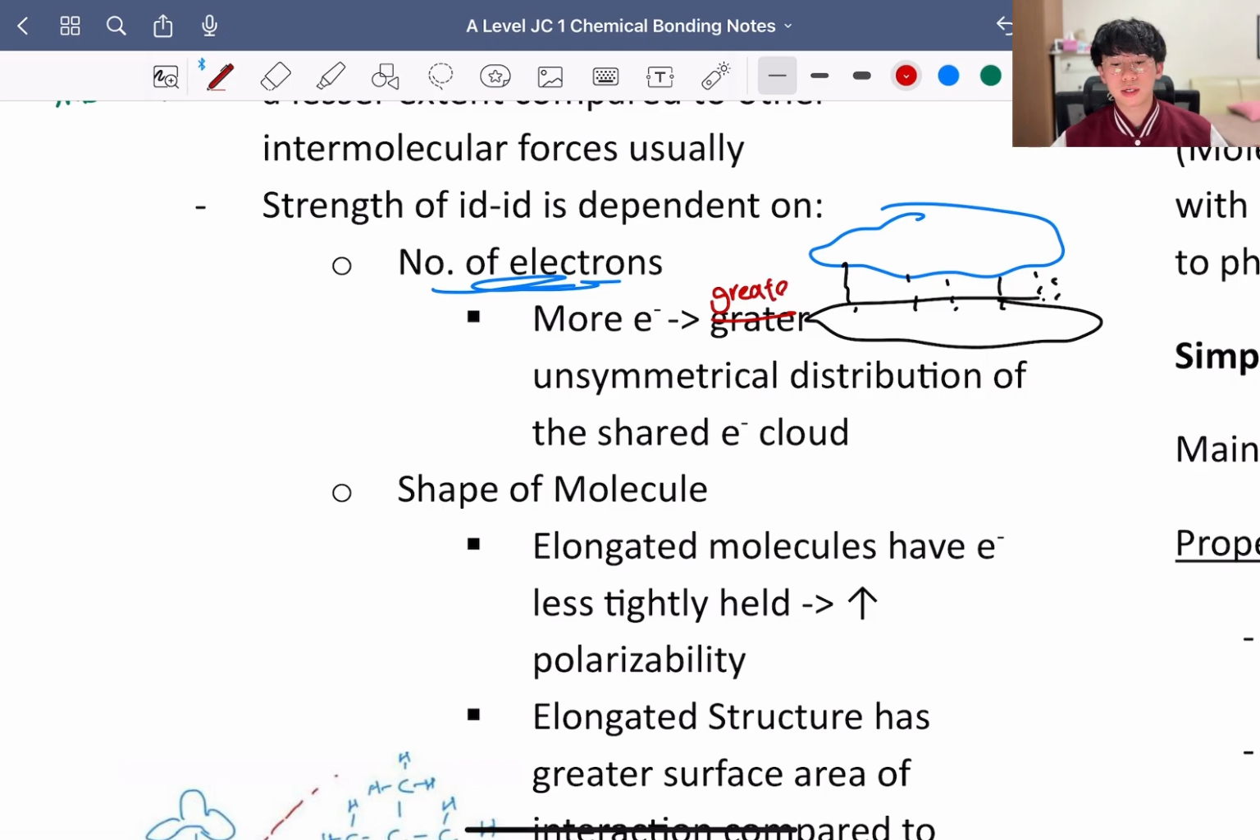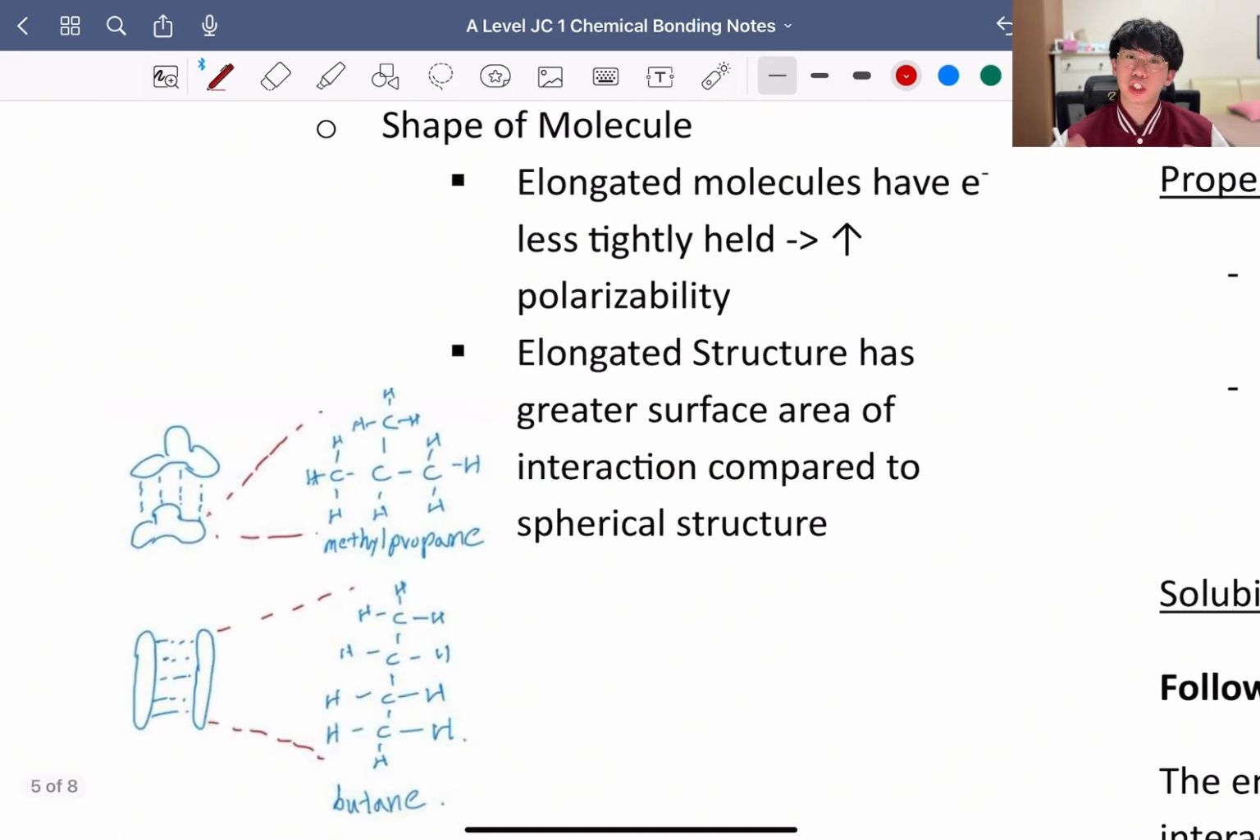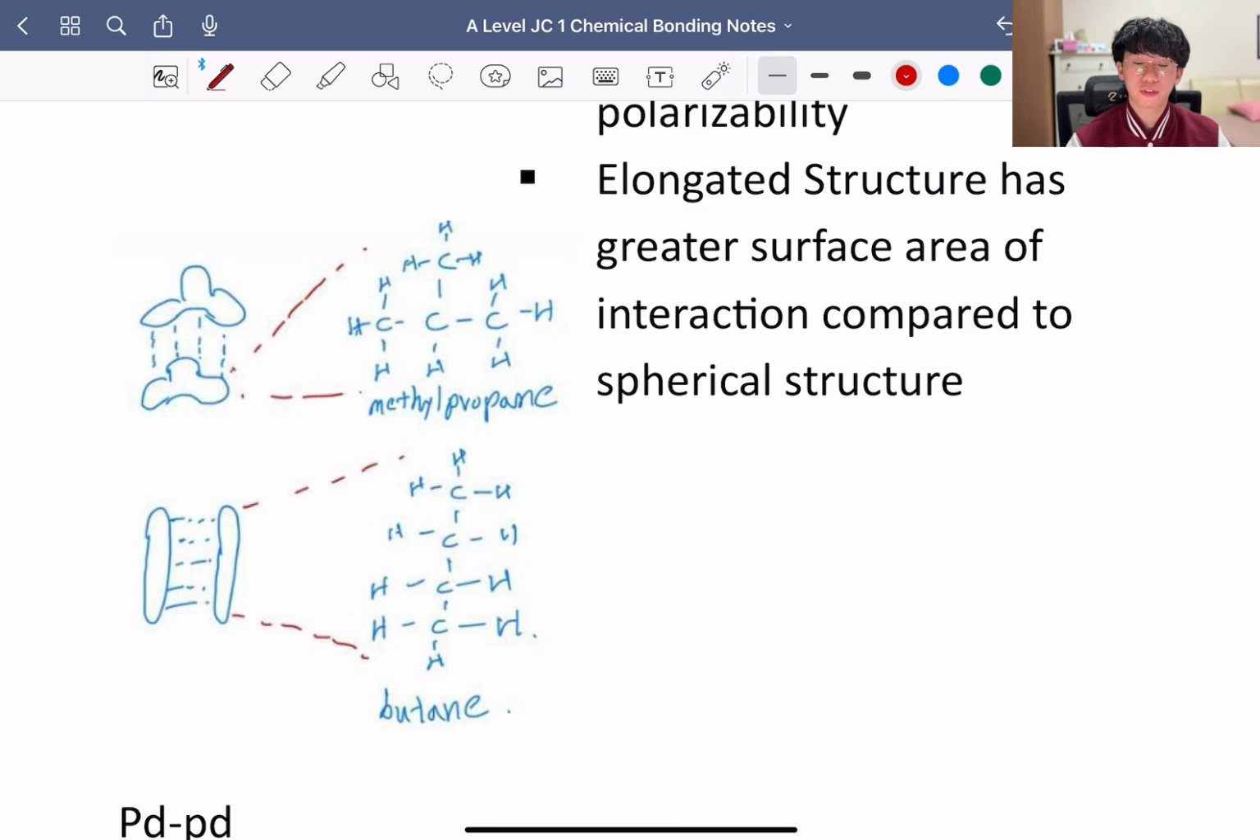Right, so more electrons means greater unsymmetrical distribution of the shared electron cloud. And another factor is looking at the shape of the molecule. Because of this interaction, you can think of it like this example over here, where I have two molecules. They actually have the same chemical formula, but different structures.